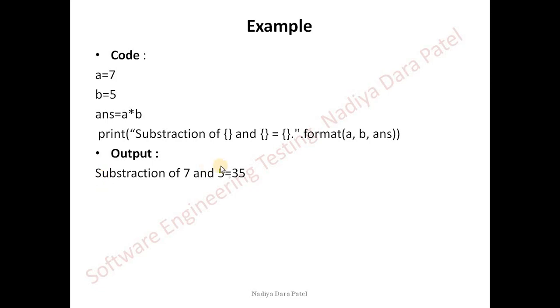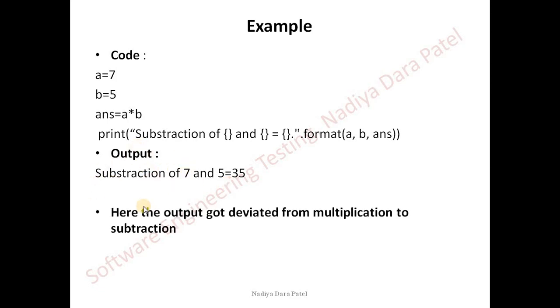So here is my output. If you check, 7 fives are 35, it has carried out the multiplication correctly, but while printing on the screen, it is printing "the subtraction of 7 and 5 is 35". So this is a typing mistake, you can say. This is a mistake which has arisen in the print statement and not exactly a logical error. Logically, it has performed its multiplication, which is satisfactory, but the output on the screen doesn't seem to be correct. So here the output has deviated from printing multiplication to subtraction.